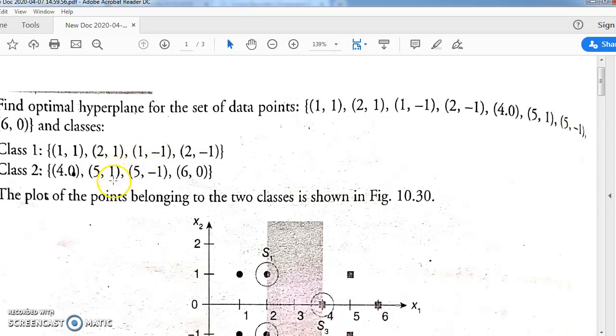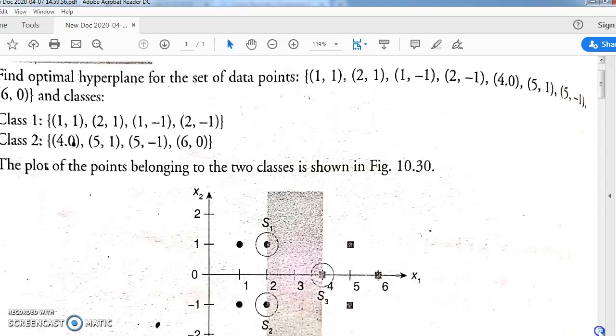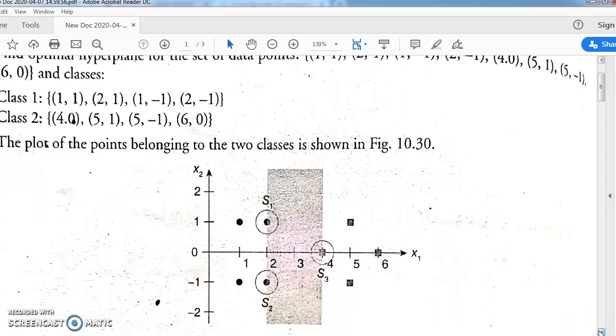First you have to plot the points with the help of coordinates, x and y. Let's take the first point (1,1). Then take another point, (2,1), that is our second point. Next is (1,-1), the third point, and next is (2,-1). So these 4 points belong to class 1.